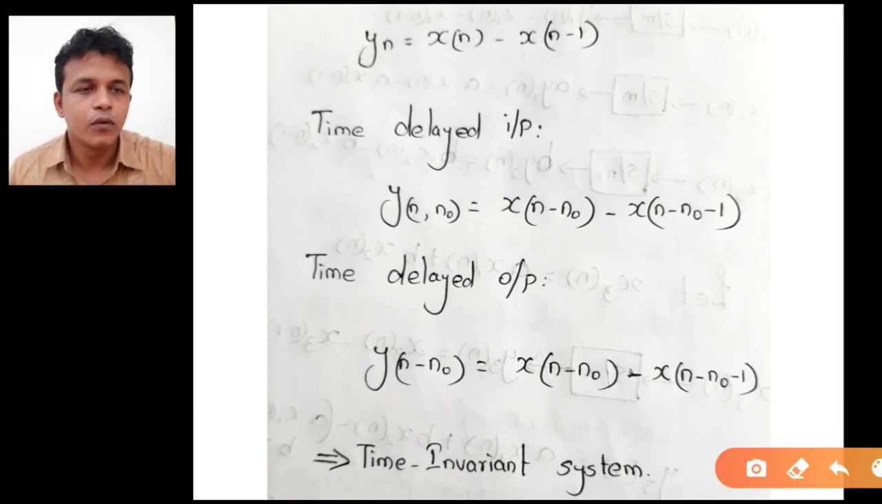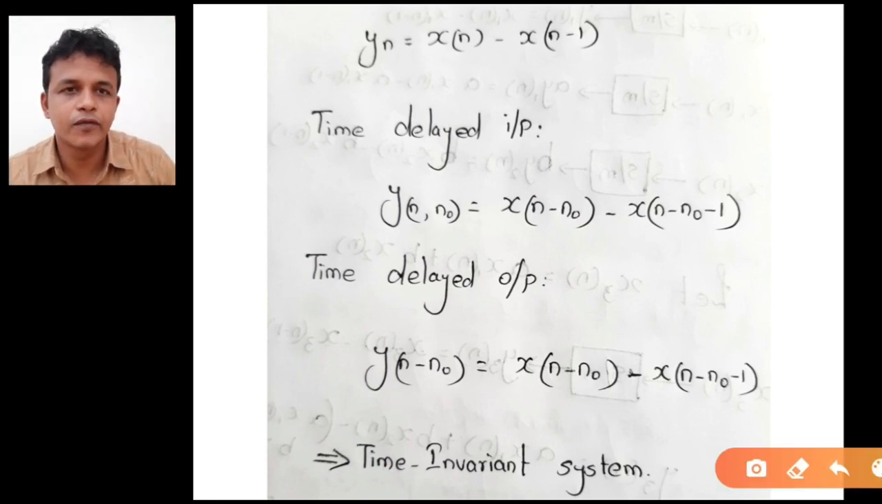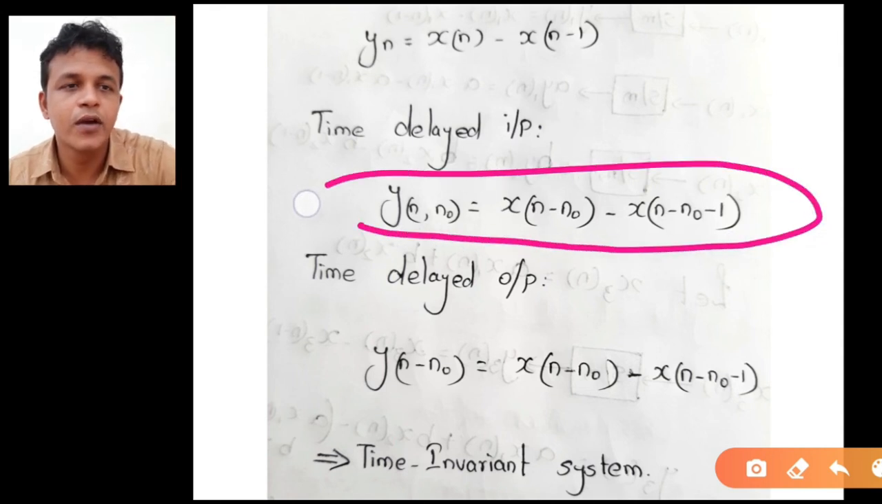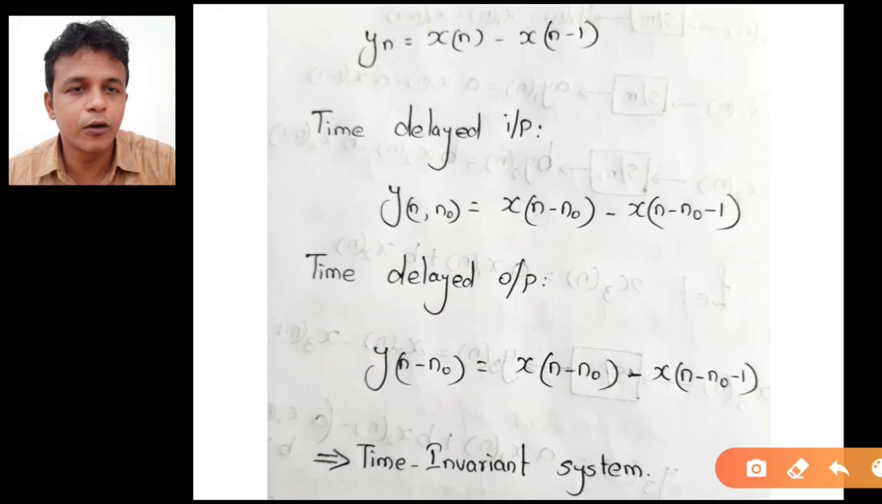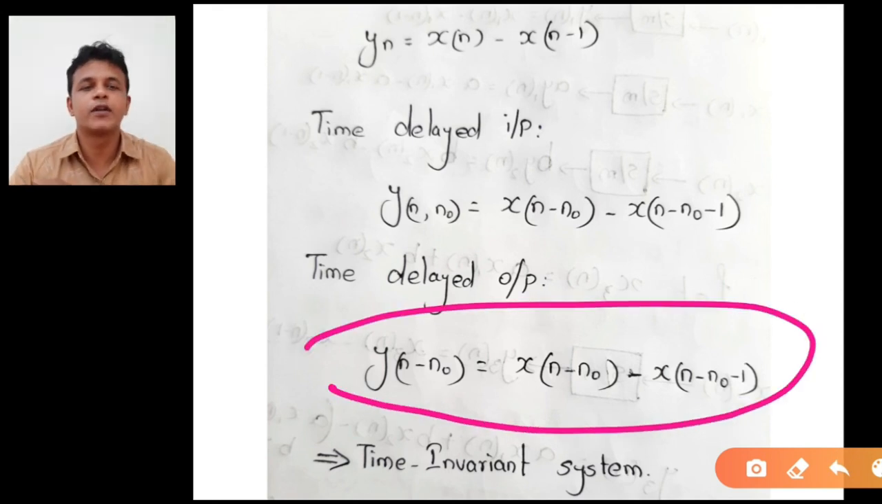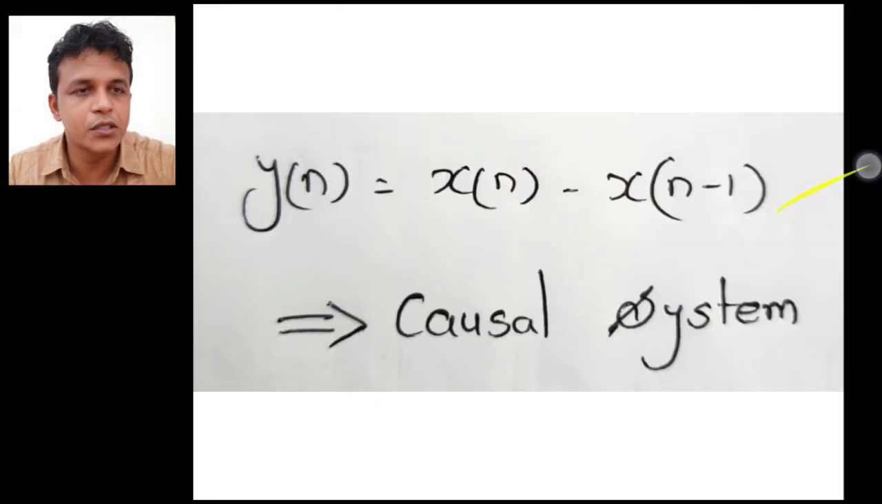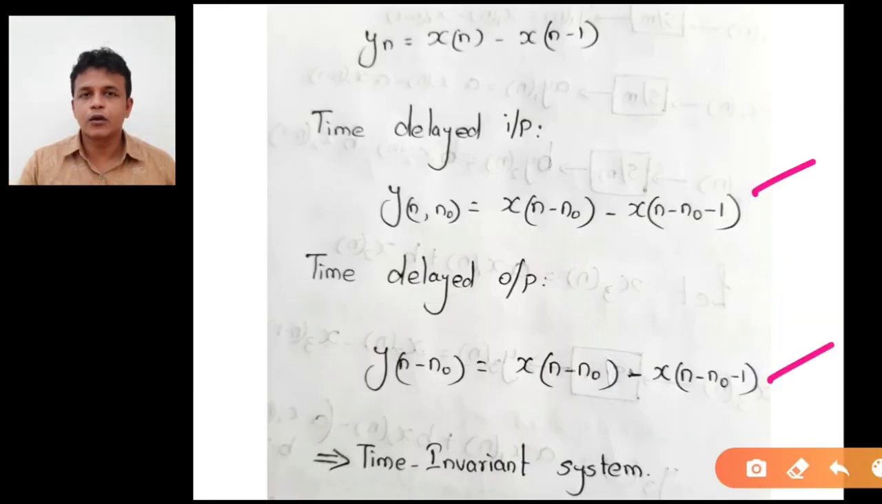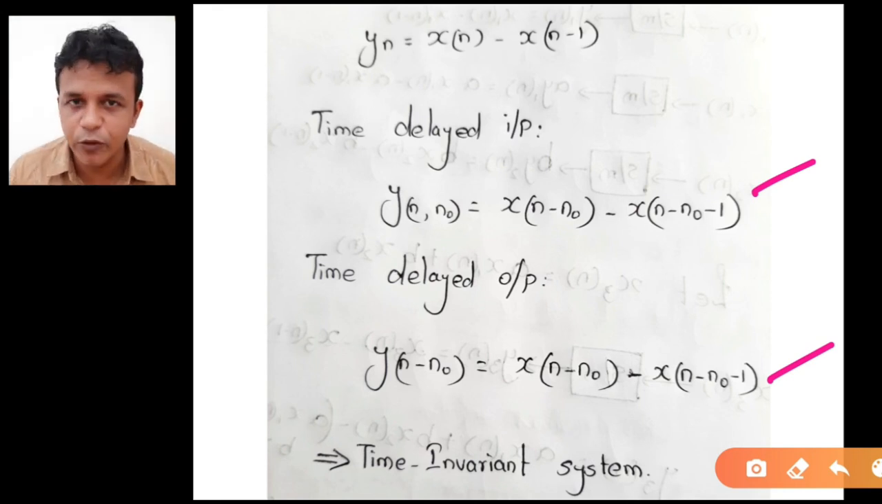Now to check the time variance of the system, when we give the input time delayed by a factor of n naught, y of n comma n naught equal to x of n minus n naught minus x of n minus n naught minus 1. The time delayed output produces y of n minus n naught equal to x of n minus n naught minus x of n minus n naught minus 1. Comparing these two equations, they are the same. Since they are the same, we can conclude that the system is a time invariant system.